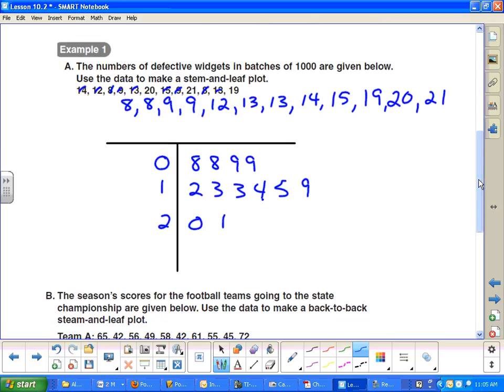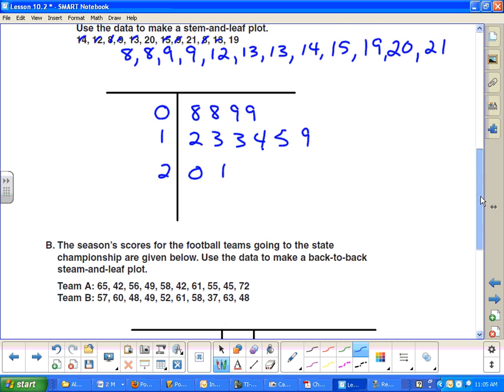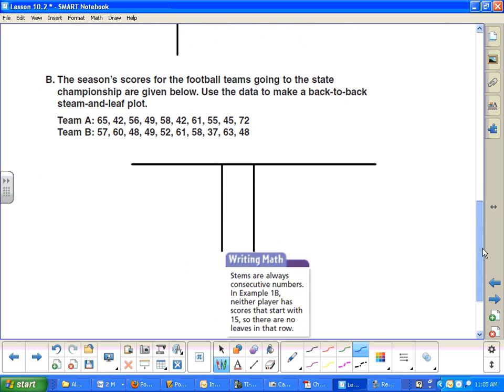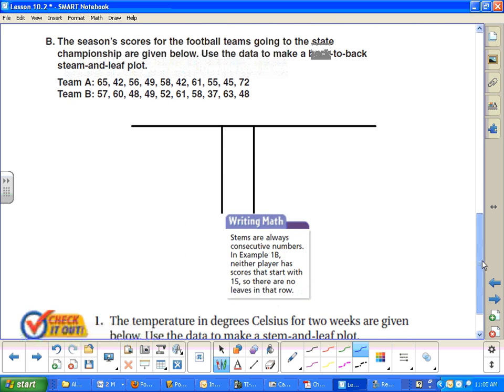All right. So there's our stem and leaf plot. Now sometimes we have double, or what they call back-to-back, stem and leaf plots if there's more than one set of data. Here the season scores for the football teams going to the state championship are given below. I should say Team Warrior, right? Not Team A. Right? Team A and Team B are listed.